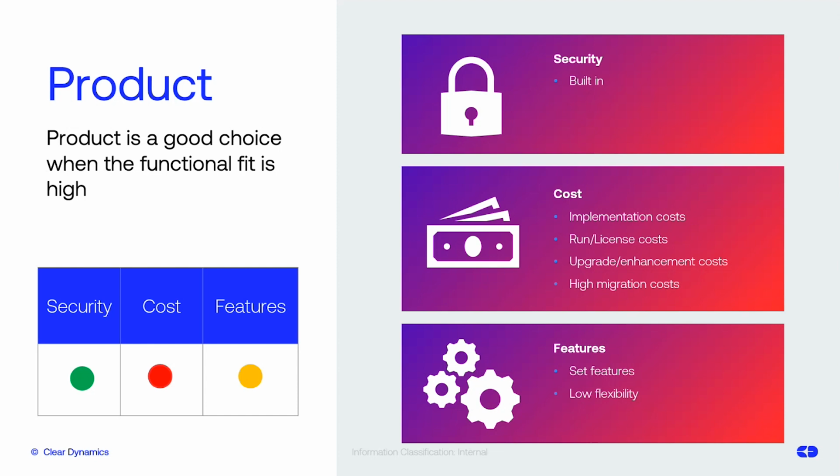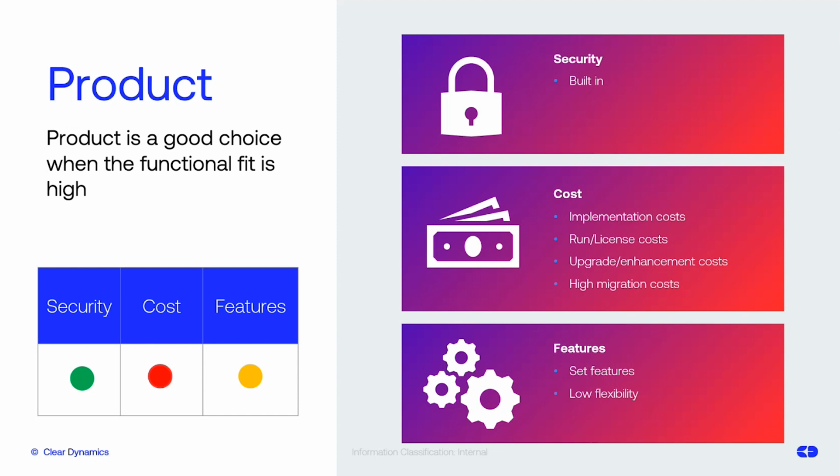And then the last thing, our last metric, is all about features. So products usually have a very defined set of features, and any customization different to those standard features can get really, really expensive. And that's another place where the costs can blow out. You also tend to have a little bit less flexibility in terms of those features. You sort of get what you get out of the box.